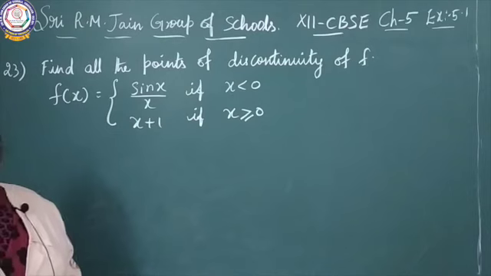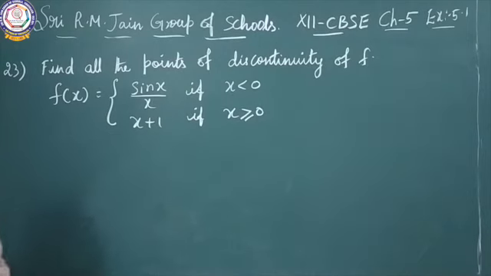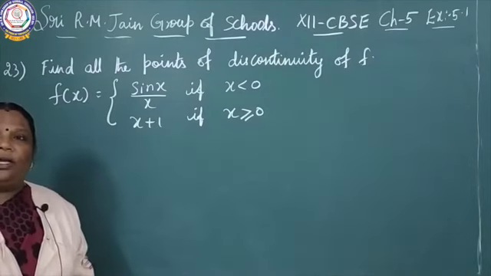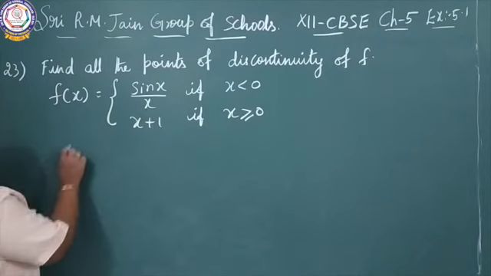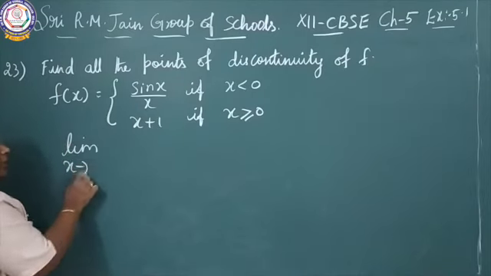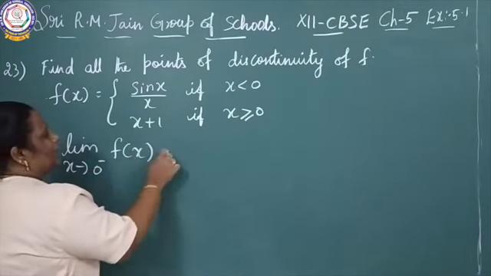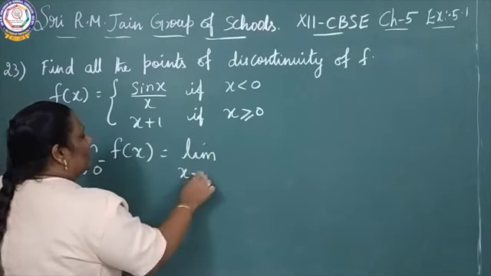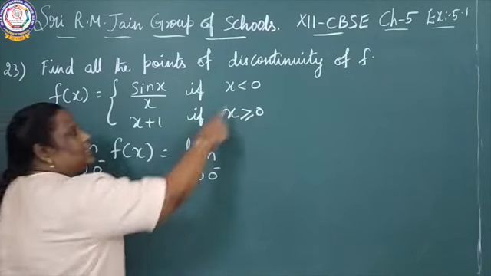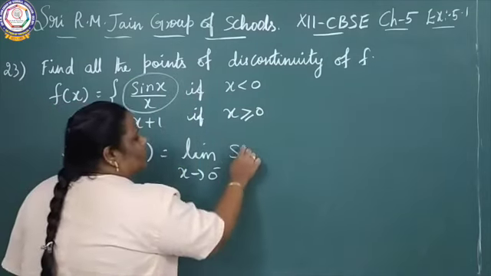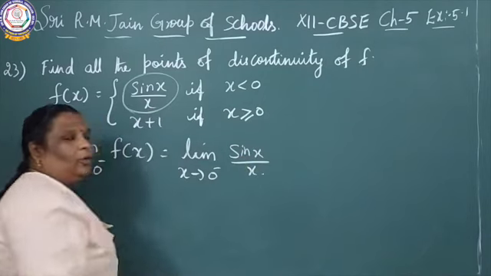Find all the points of discontinuity of f of x equal to sin x by x if x is less than 0, and x plus 1 if x is greater than or equal to 0. See here, limit x tends to 0 minus of f of x. For x less than 0, the value is sin x by x.